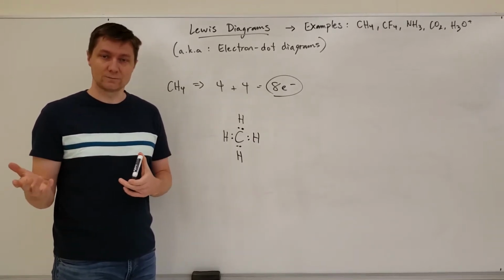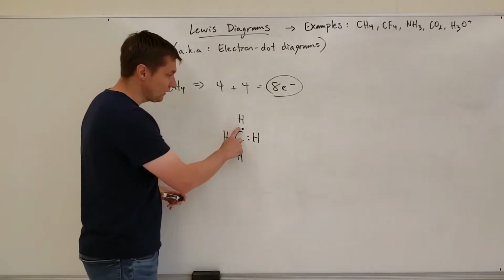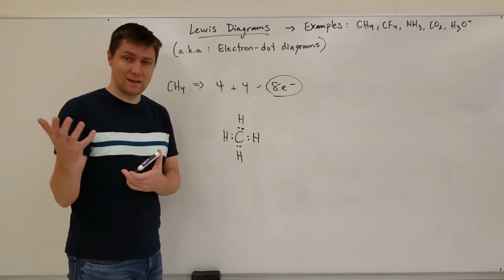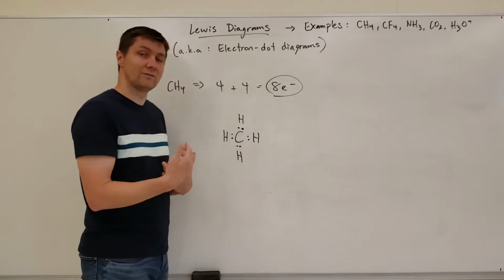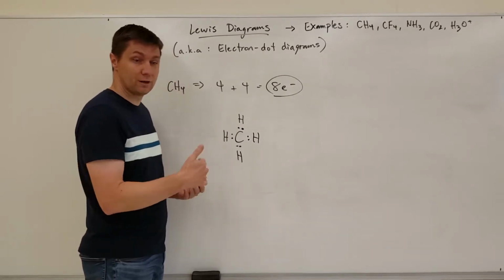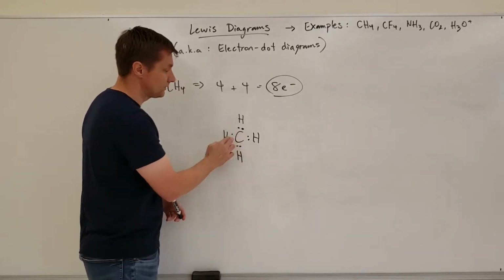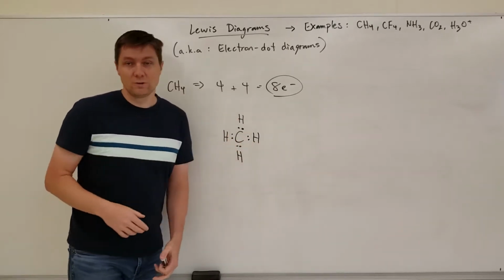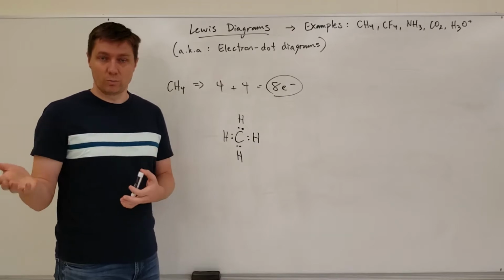So now I look at this and ask myself, are the octets full for each of these atoms? This carbon has to have a full octet of 8 electrons, so carbon has to have 8 electrons surrounding it. I count them: 2, 4, 6, 8. Carbon has a full octet. I then also need to check the octets of the peripheral atoms.